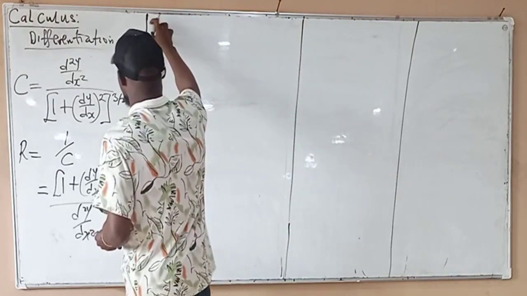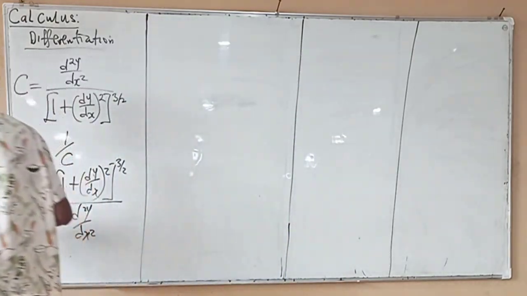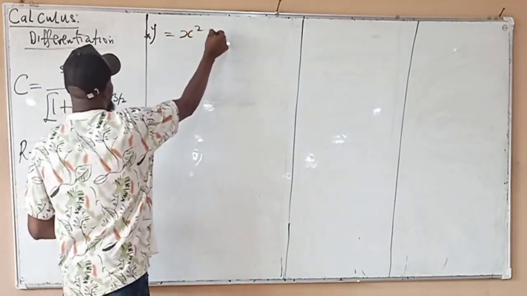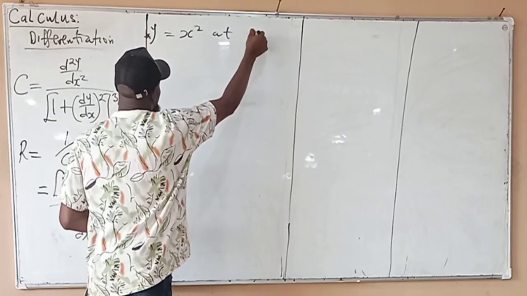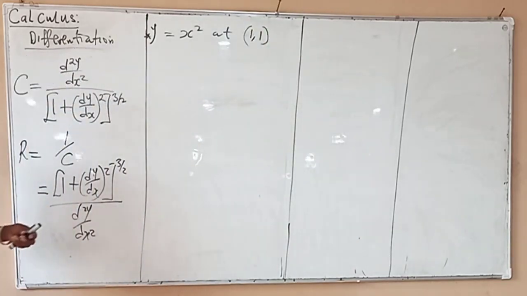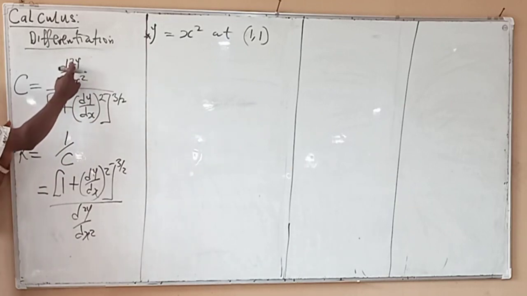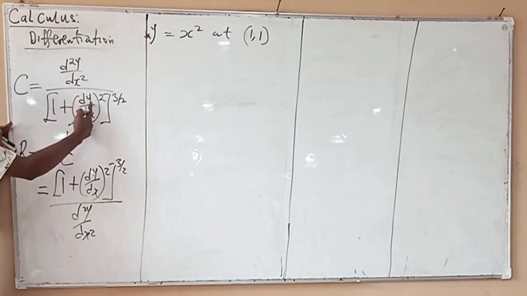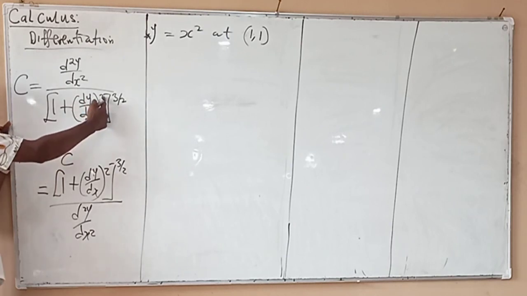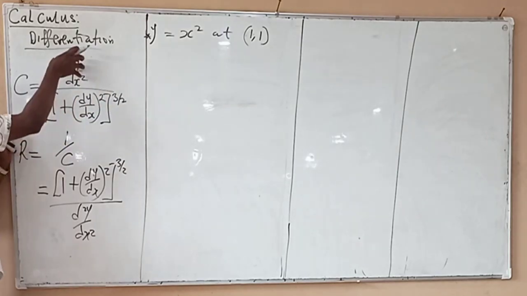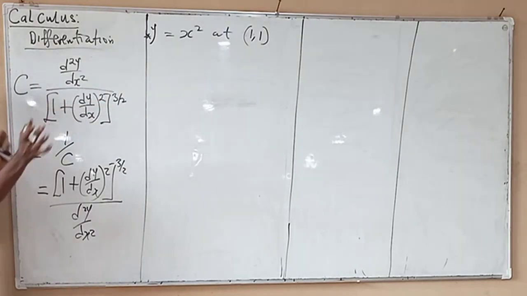For example, obtain the curvature and the radius of curvature of the curve y equal to x squared at (1, 1). What will be the curvature and radius of curvature of that curve? Look at the meaning of this formula. This means differentiate the function two times. The term over there means differentiate once and square it. So differentiate two times, put it here, differentiate once, put it here, and that's the end.